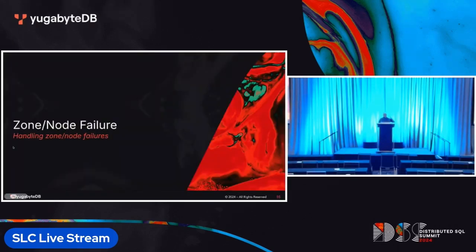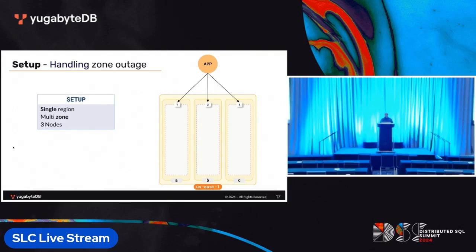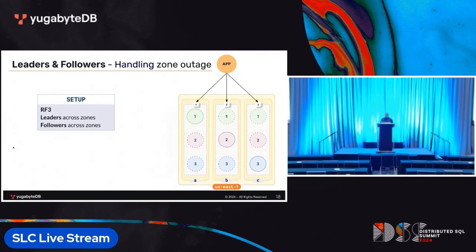So let me explain how YugabyteDB behaves on zone or node failures. Zone failure is effectively a failure of multiple nodes. Let's consider this diagram: you will see 3 zones, a single region, multiple zones, and here we have 3 different nodes sitting in each zone. This is an RF3 setup, which means there will be 3 replicas of each tablet, 1 leader and 2 followers. The solid circles in this diagram are leaders, the dotted ones are followers, and leaders and followers are distributed across the 3 nodes in 3 zones. So the app can connect to any node to retrieve data from this cluster.